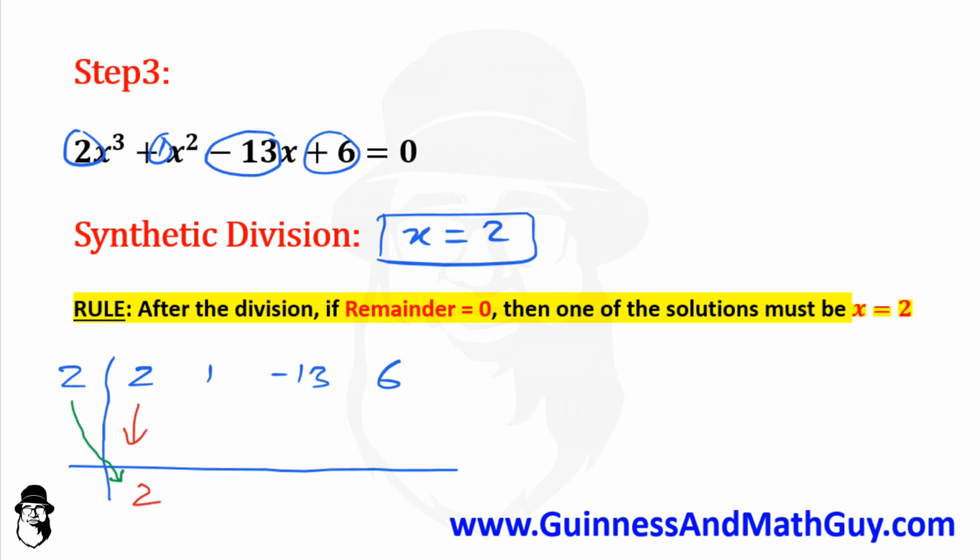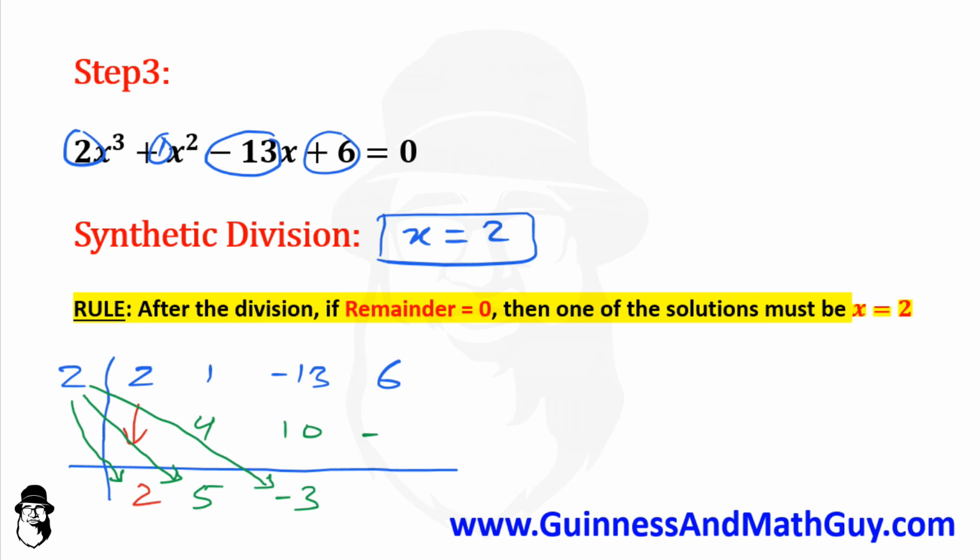2 times 2 is 4. We add these two, it will become 5. We multiply this 2 by 5 to get 10. Then we add all of it, and we have the answer minus 3. Then we multiply this 2 by minus 3. This is how synthetic division works.